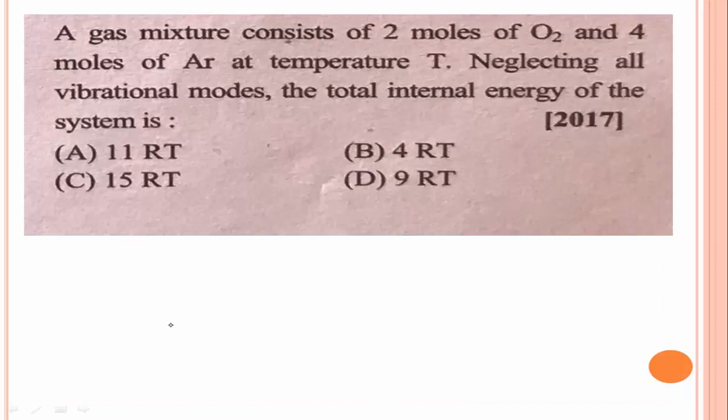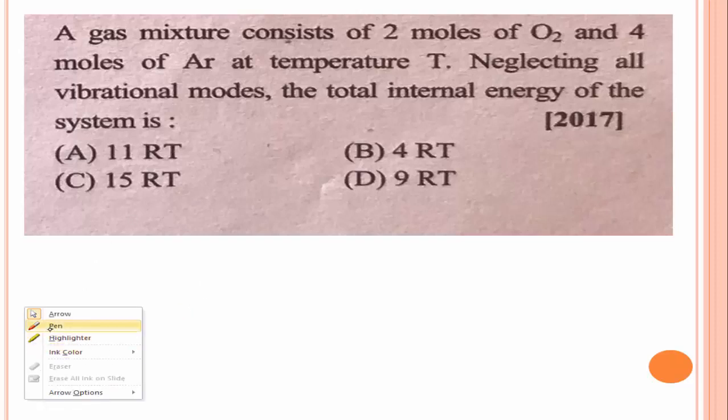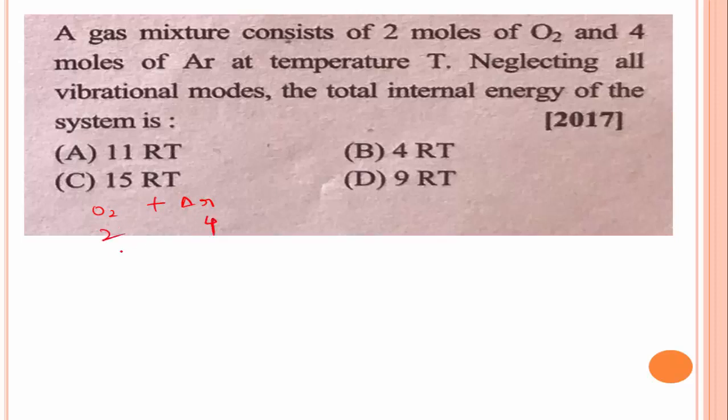The next problem: a gas mixture consists of 2 moles of oxygen and 4 moles of argon at temperature T. Neglecting all vibrational modes, find the total internal energy of the system. For oxygen, internal energy is equal to n Cv T. Therefore, 2 into Cv for the diatomic gas molecule, that is 5 by 2 R into T, we get 5RT.